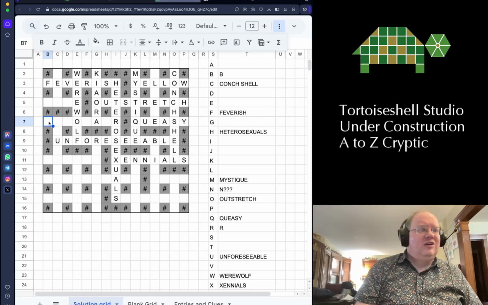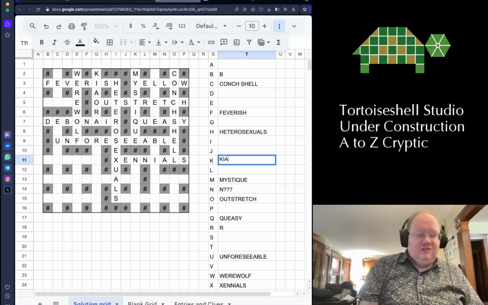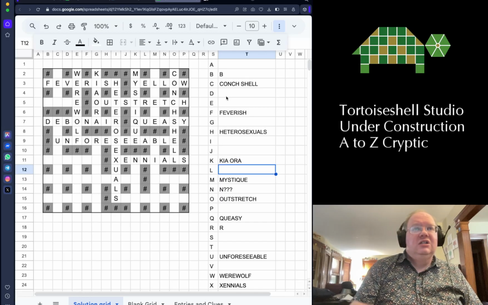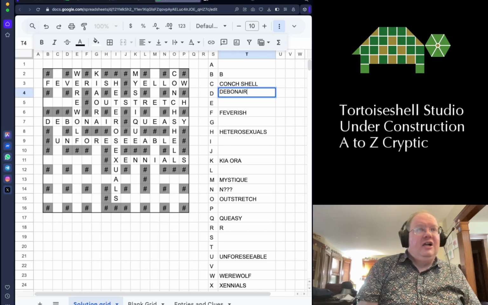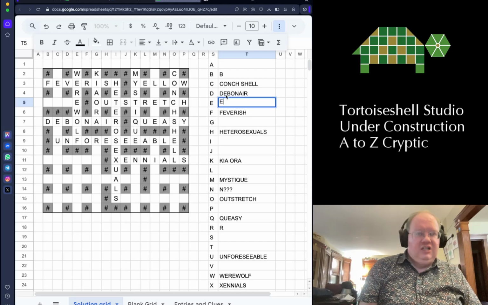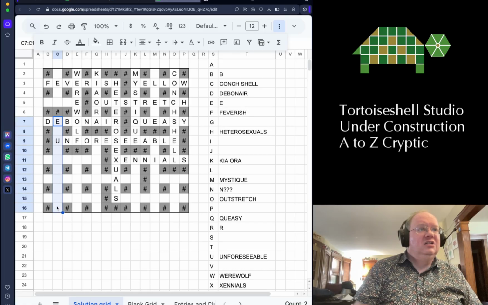Alright, so then we could put either debonair or dinosaur here, but I like debonair. So that gave us Kia ora. Debonair. That's going to give us an E. Guess we should fill in that E.